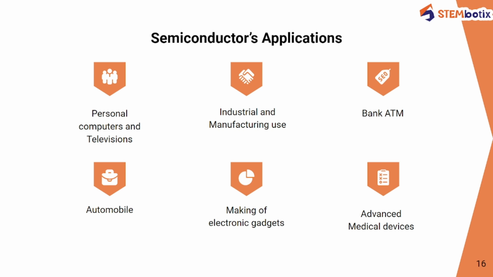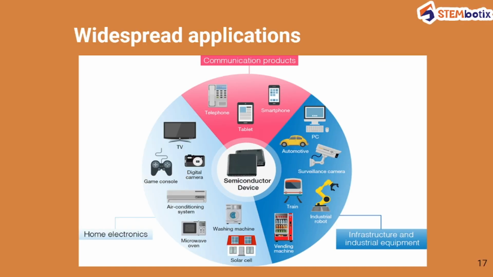You can see them in personal computers and televisions, also in industrial and manufacturing uses, bank ATMs, automobiles, the making of electronic gadgets, and advanced mechanical devices. So these are the application areas where semiconductor materials are widely used. These are the widespread applications of semiconductor materials.